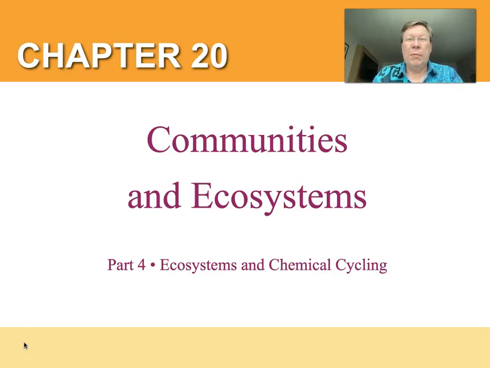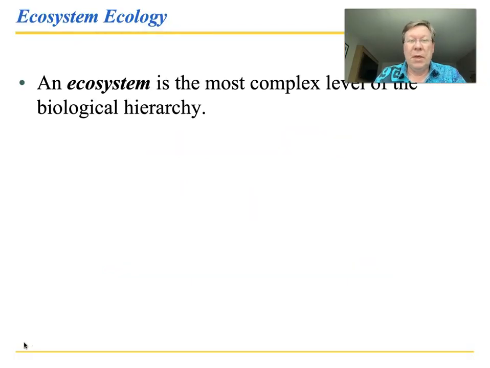Hey everyone, here we are with part 4 of chapter 20, the final part to all of this. Communities and Ecosystems part 4, dealing with ecosystems. So, we discussed ecosystems briefly before, and we said that ecosystems are the most complex level of the biological hierarchy.